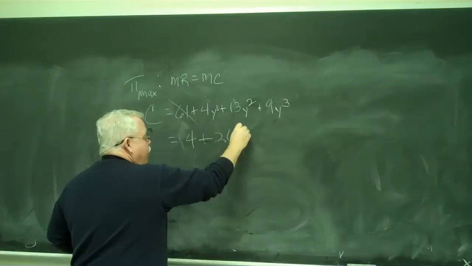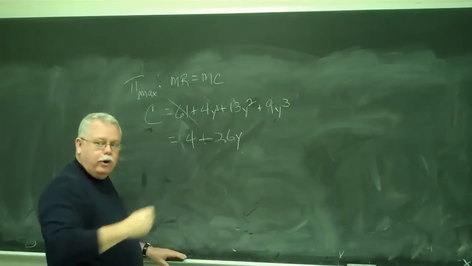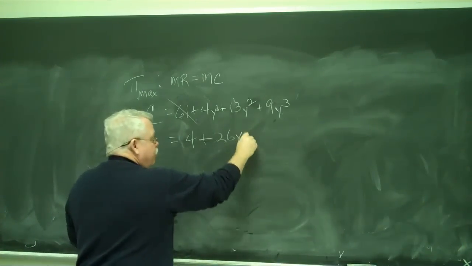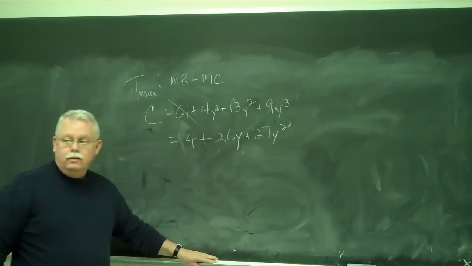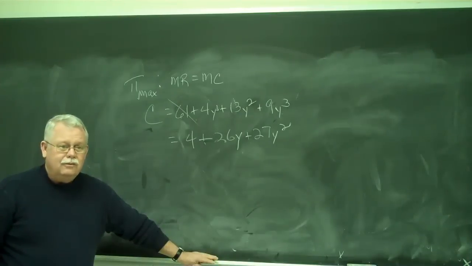26y to the what? First power, so we don't have to write it. And then plus 27y to the second power. Good. 27y to the second. And that's the marginal cost. Oh, that's simple. Yeah, so much simpler than what is in the book.